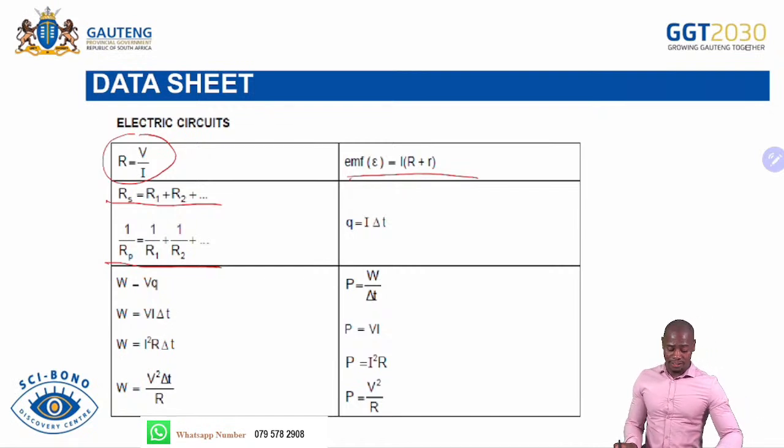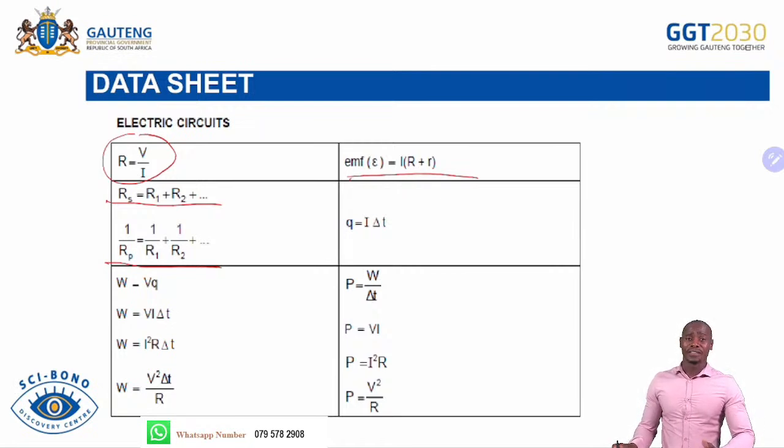Then for resistors connected in parallel, what is constant? You did this in grade 10. For resistors connected in parallel, the potential difference is constant, irrespective of their resistances, whether we have a 90 ohm resistor connected in parallel to a 1 ohm resistor. Since they're connected in parallel, the potential difference will be constant, but what will be divided is the current. So it's very important that you still remember that.